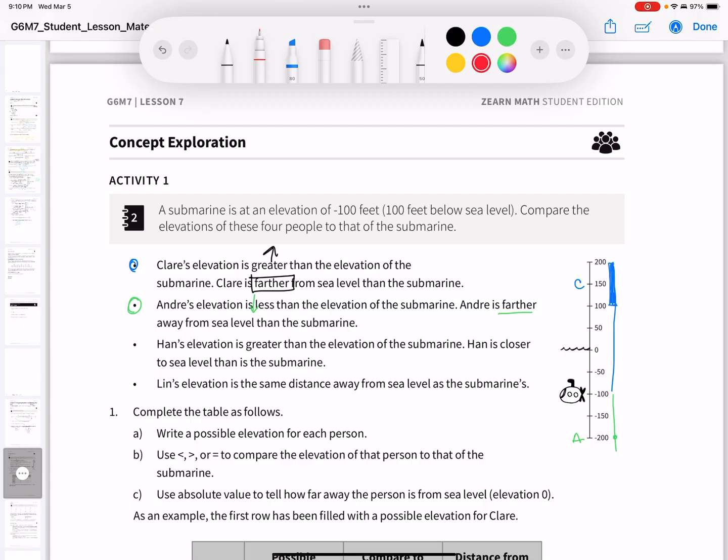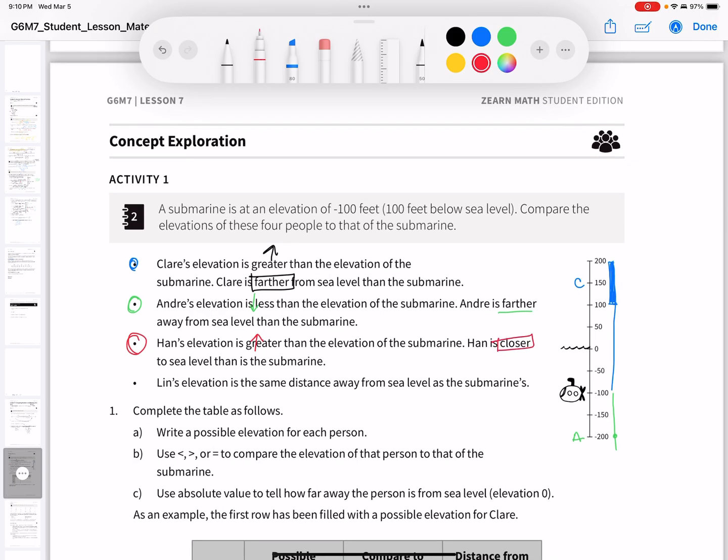Then we have Han. Han's elevation is greater than the elevation of the submarine. So it's got to be above negative 100. But Han is closer to sea level than the submarine. So he's greater, right? But he's closer to sea level than the submarine. So he's got to be under 100 feet to make him closer to there. So he's got to be somewhere here. So let's put him at the 50. So this is Han. Okay.